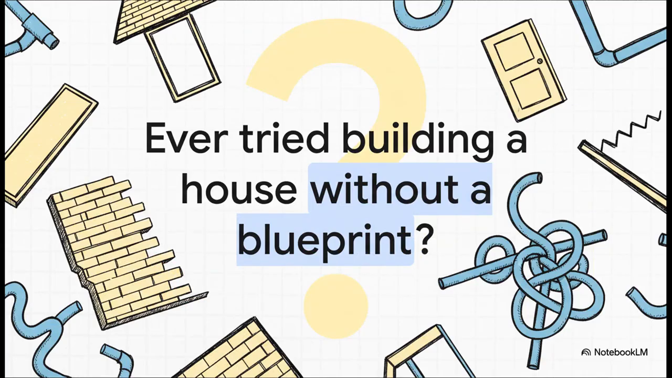I mean, can you just imagine the chaos? Seriously, walls ending up in weird places, pipes that don't connect to anything, maybe a front door on the second floor. It sounds crazy, right? But that's pretty much what happens when you try to build software without a solid plan. It's just a recipe for disaster.